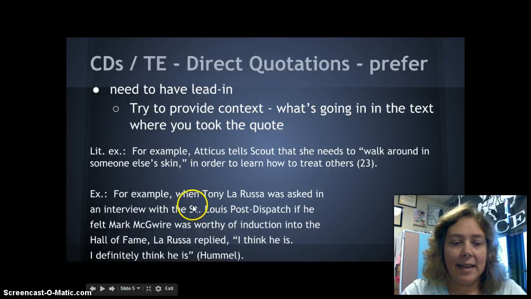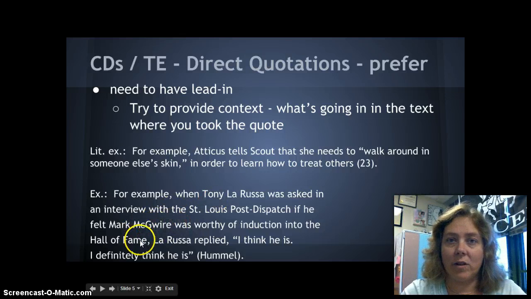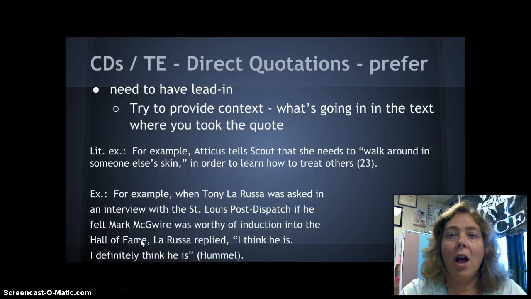So the lead-in here is this part: "When Tony LaRussa was asked in an interview with the St. Louis Post-Dispatch if he felt Mark McGuire was worthy of induction into the Hall of Fame." We know that this is an article that comes from the St. Louis Post-Dispatch. We know that it's LaRussa's response, and we know that it was his response to the fact that he was asked a question about Mark McGuire. All that context helps us know where that quote came from. That's called a lead-in.